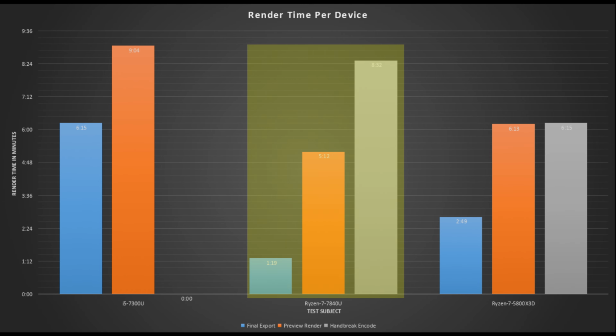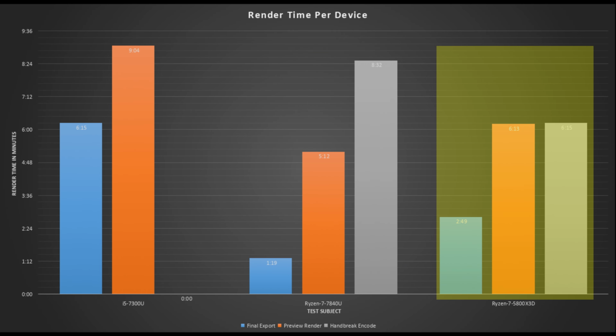But the desktop PC, my desktop right here with the 5800X 3D, again, is an older processor. It has a lot more cache, so that might help, and it's also able to use a lot more power, so it's able to do more, I guess. It was slightly slower at final export and preview renders, but it was way faster in the transcode test. Way faster for transcoding.